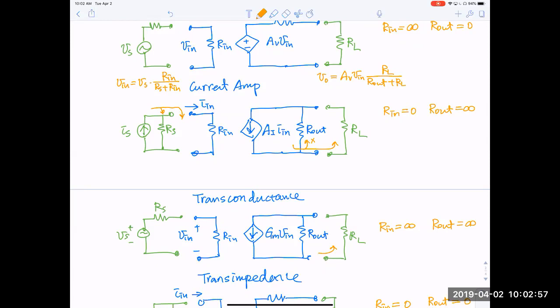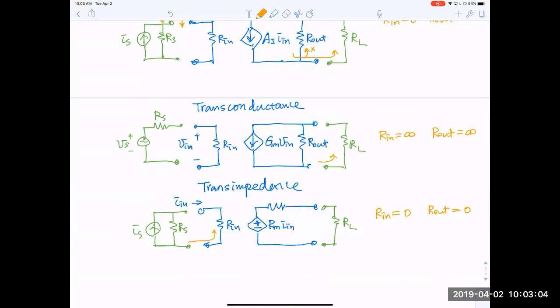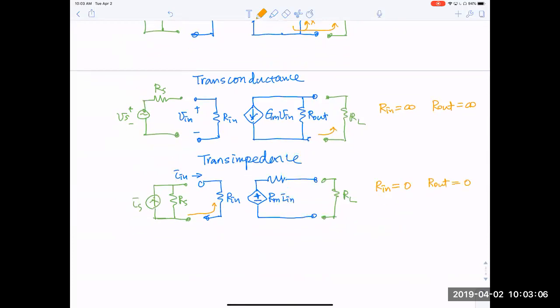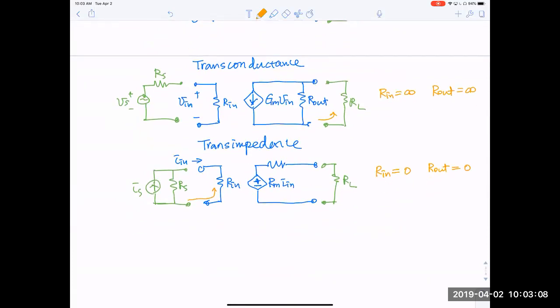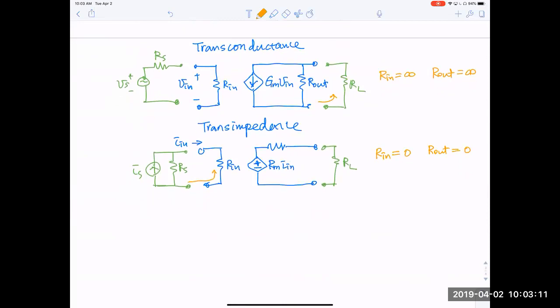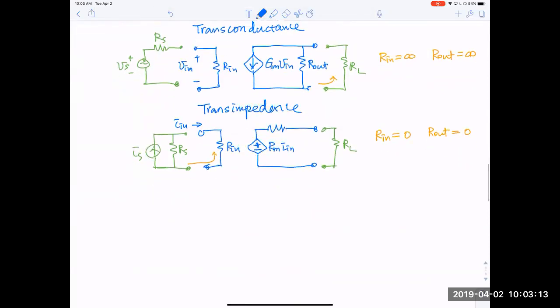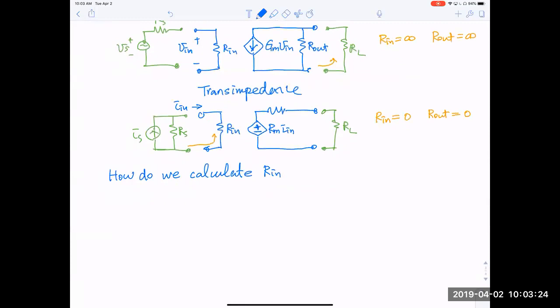Any questions so far? No? Okay. So then, how do we calculate input and output resistance? What does input-output resistance mean? So let's get back to our 2-port circuit. So how do we calculate Rin? Well, we basically just take the 2-port circuit.